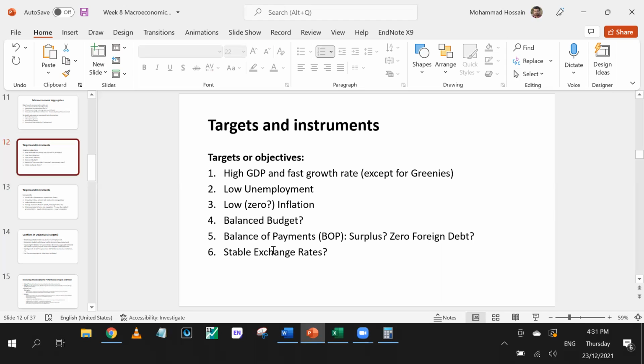Then balance of payment is about the credit with other countries, is it positive or negative? Okay, so when you export to other countries, every country wants to be positive. They want to see a surplus, and zero foreign debts. Okay, these things we try to see. Like when you make a purchase from one country to another country, how do they actually deal with that? The exchange rate needs to be stable.